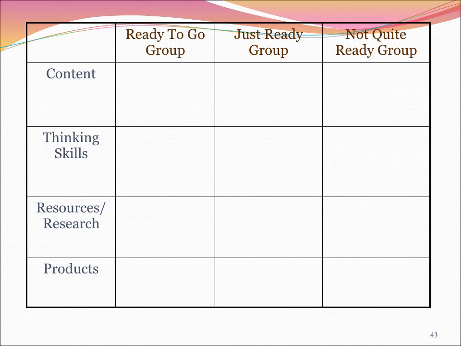You could make it very broad, analytical, creative. It could be critical thinking. It could be problem solving. It might be decision making. What resources and research? So other than a textbook if it's mentioned, what other resources might students need in order to complete the task? And then finally, what are the products that students are producing?